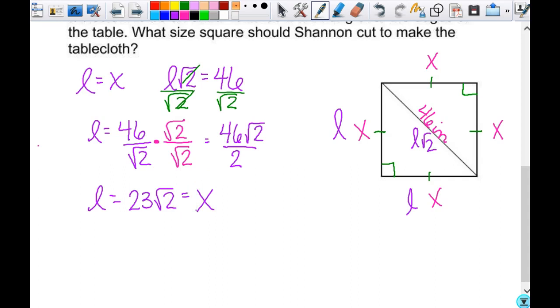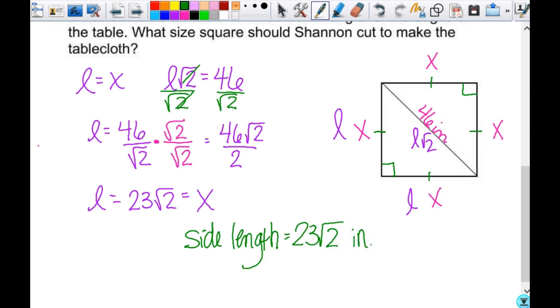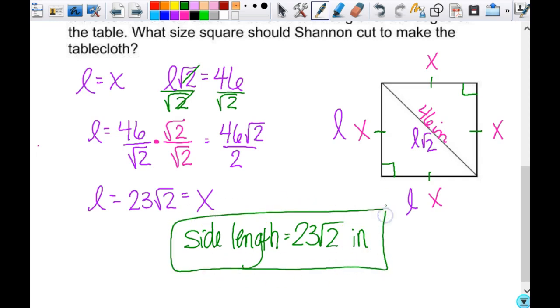And so to answer the question that isn't worded that great to begin with, what size square? When you talk about what size a square is, it's by its side length. So we can just say that the side length of the tablecloth equals 23 square root of 2 what? Inches. Inches squared? Just inches, right? Everybody okay with that? So here's an example of where we'll actually reduce, and then if it's an odd number, it has to stay as a weird looking fraction.